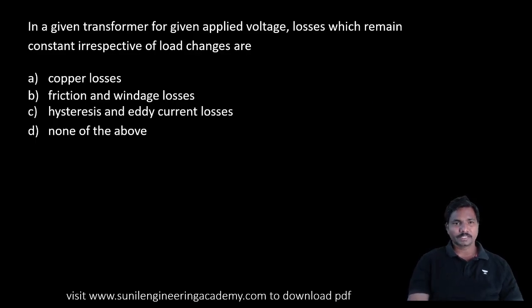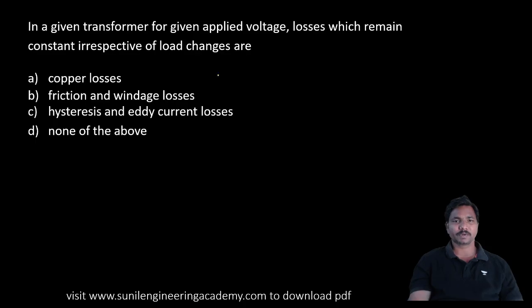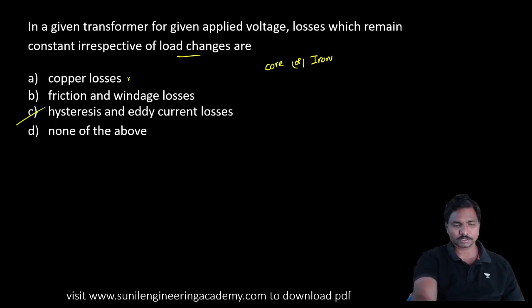In a given transformer, for a given applied voltage, which losses remain constant irrespective of load changes? Core losses, I mean iron losses. So not copper losses. Friction is not included. Hysteresis and eddy current losses, that is iron or core losses.